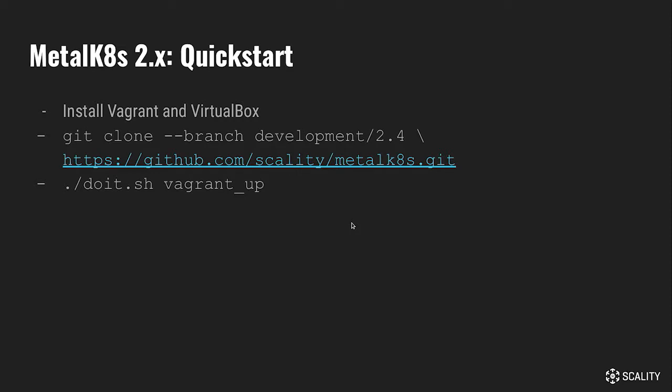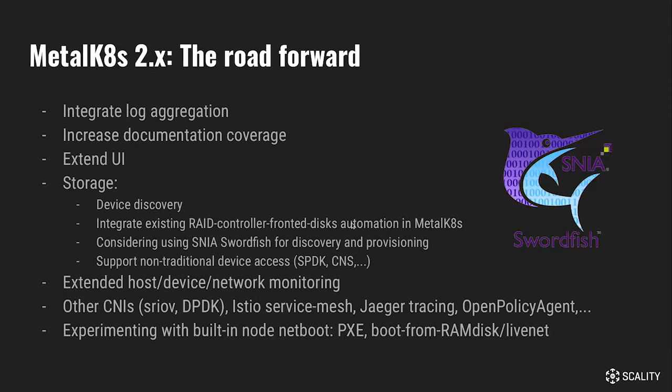So a quick start, if you want to try all of this out, download it and run Vagrant up, and that should be it, except for a couple of dependencies that we need in the build process. And then moving forward, what we want to add again is log aggregation, add more documentation because, admit it, that is a bit lacking, improve the UI further, device discovery, as was asked before, where maybe Swordfish can be used, need to be investigated.